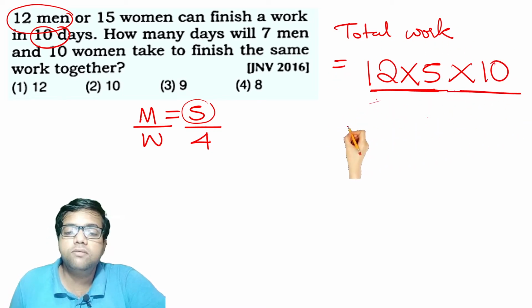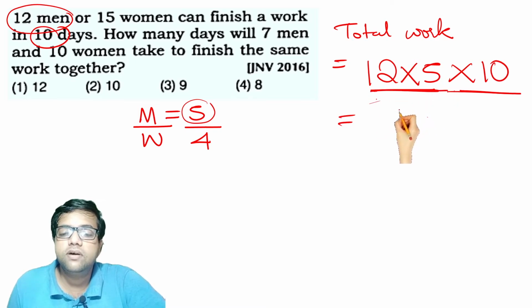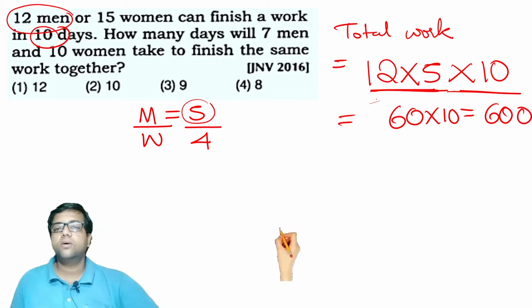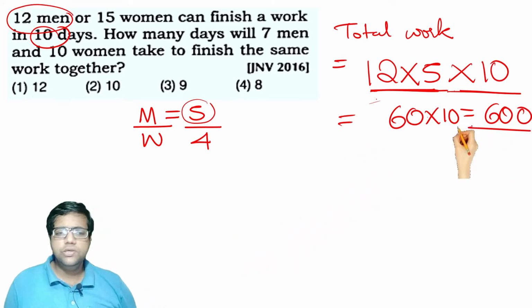So therefore the total work will be 12 fives are 60, 60 into 10 is equal to 600 units. Okay, total work is 600 units. You can cross verify this.